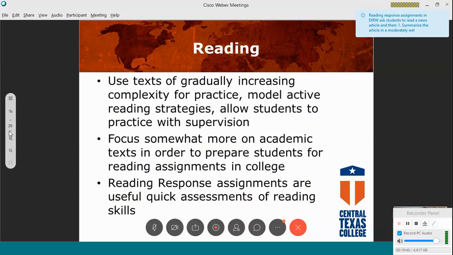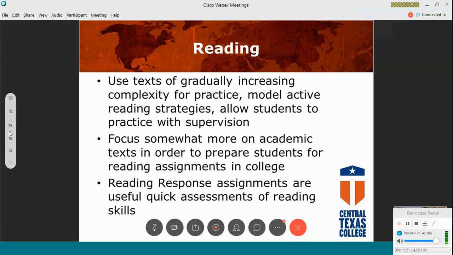So for reading, we can ask students to use texts of gradual complexity. News articles are pretty good practice. We can model active reading strategies, like annotating, or a corequisite system that we like teaching students. We also teach summarizing and paraphrasing, really forcing students to focus on the text and not simply highlight and expect that counts as having read it, but to internalize the information from the text.